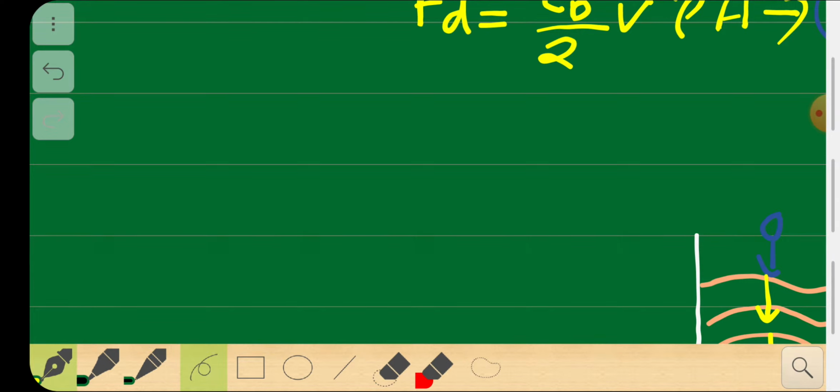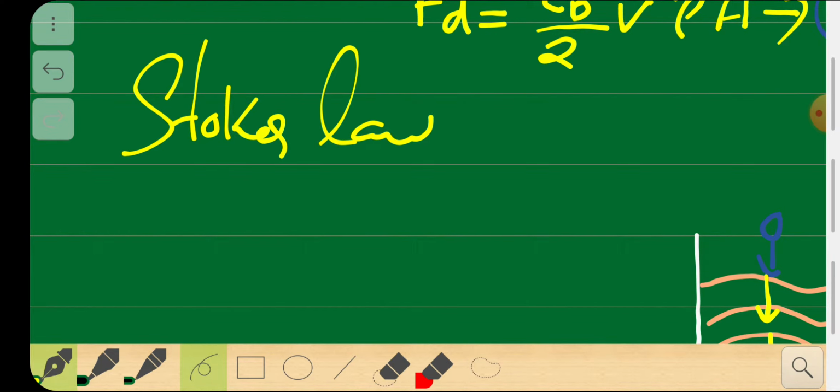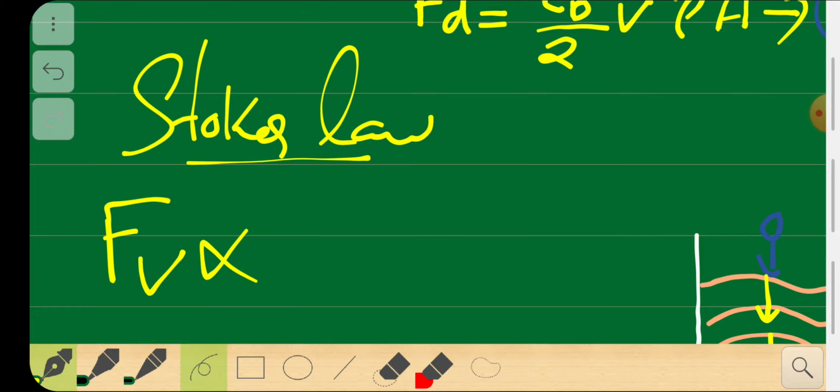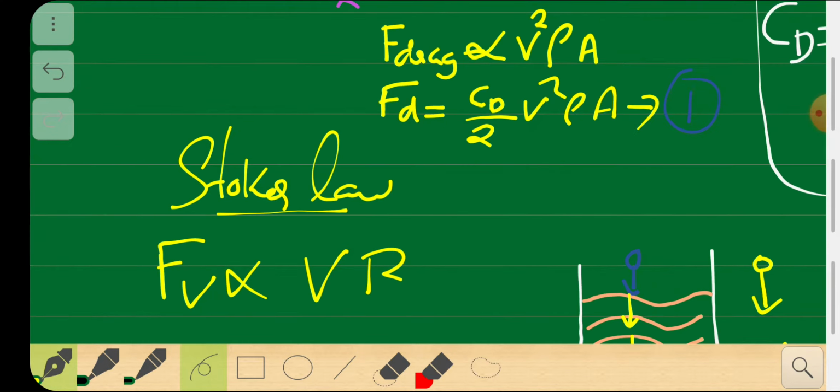Stokes law states that the viscous force must be proportional to the velocity, and it must be proportional to the radius of the falling object, right? Earlier it was proportional to v square, now it's proportional to v. So you can see the difference.